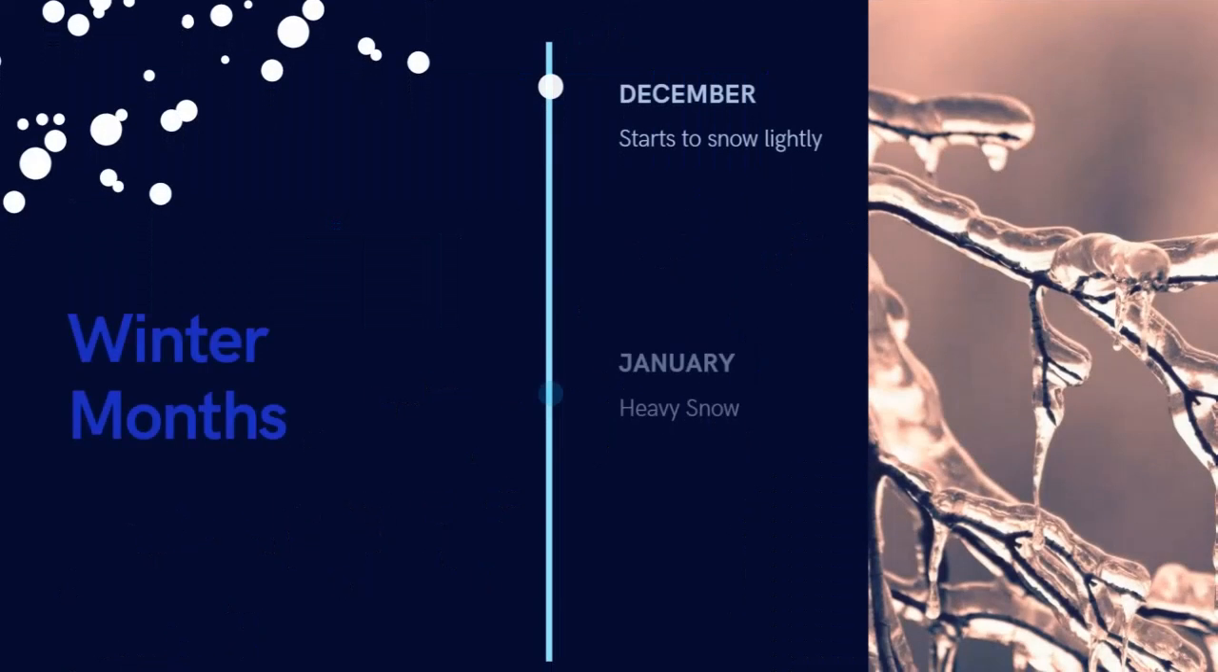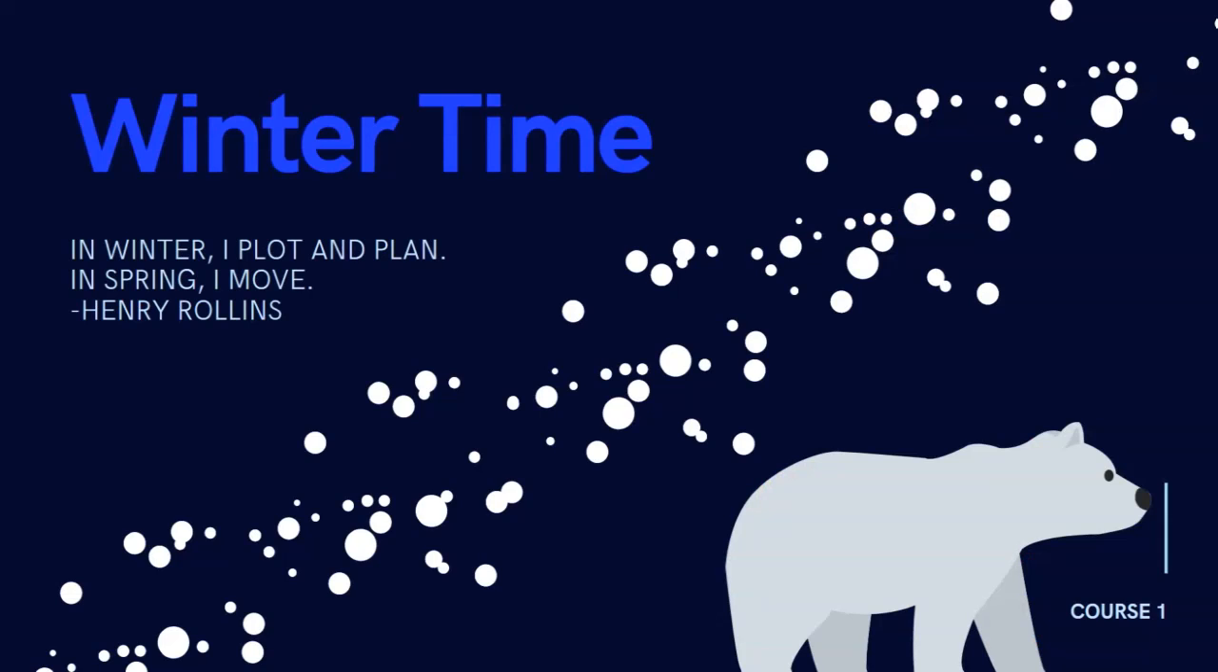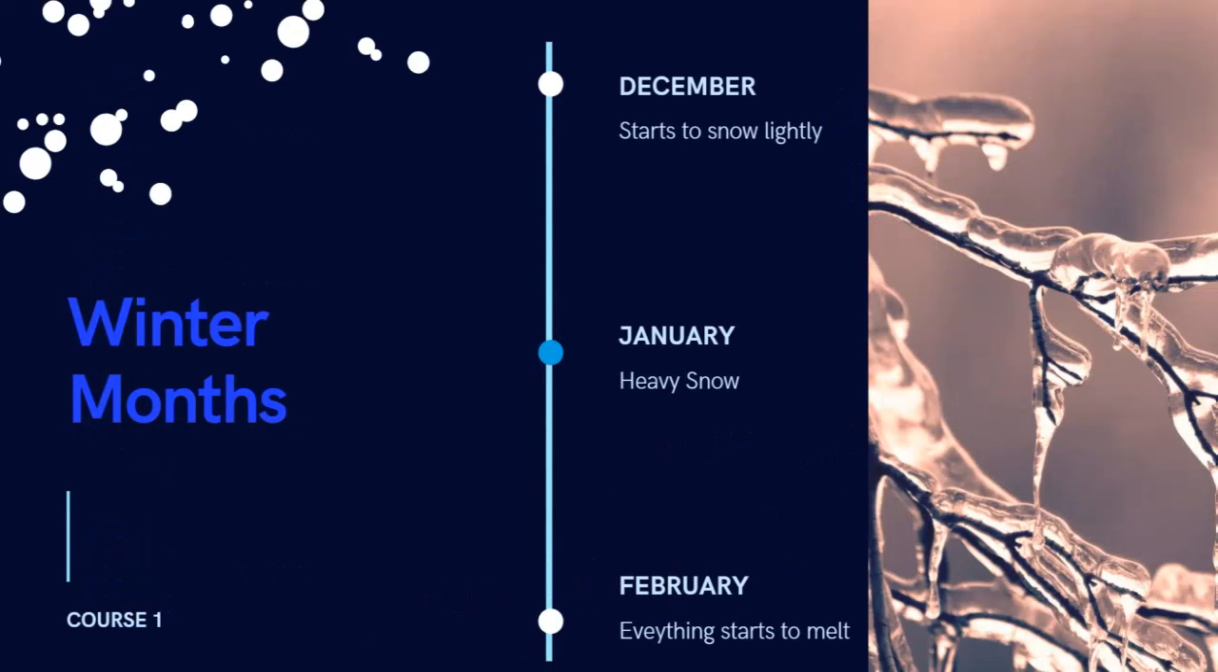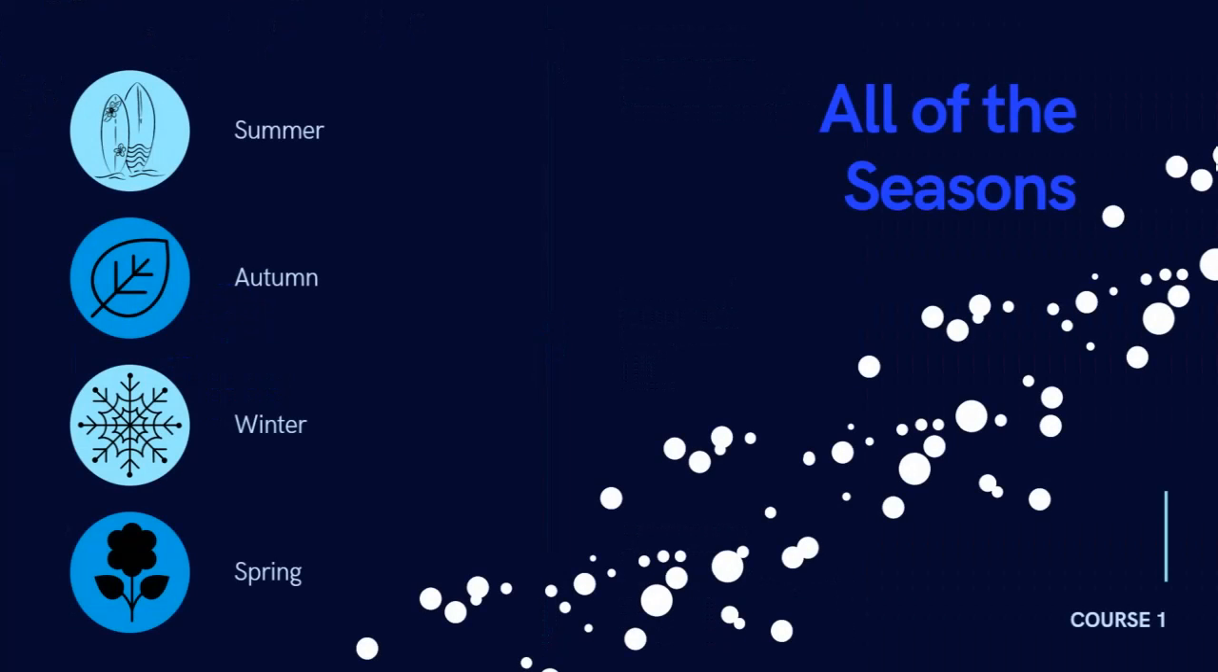Winter time. In winter I plot and plan. In spring whoops, it went too fast. In spring I move. Harry Rollins. Course 1. I don't know. Winter months. December starts to snow lightly. January heavily snows. Snow. That's false. And February everything starts to melt.